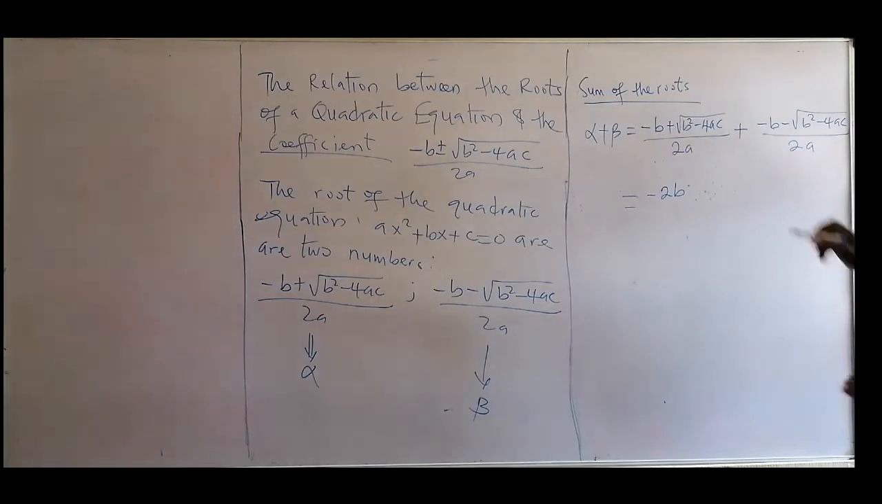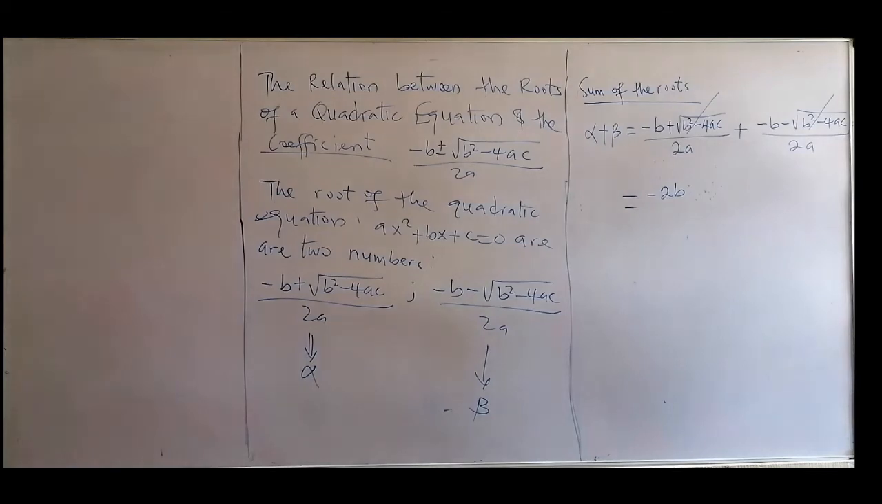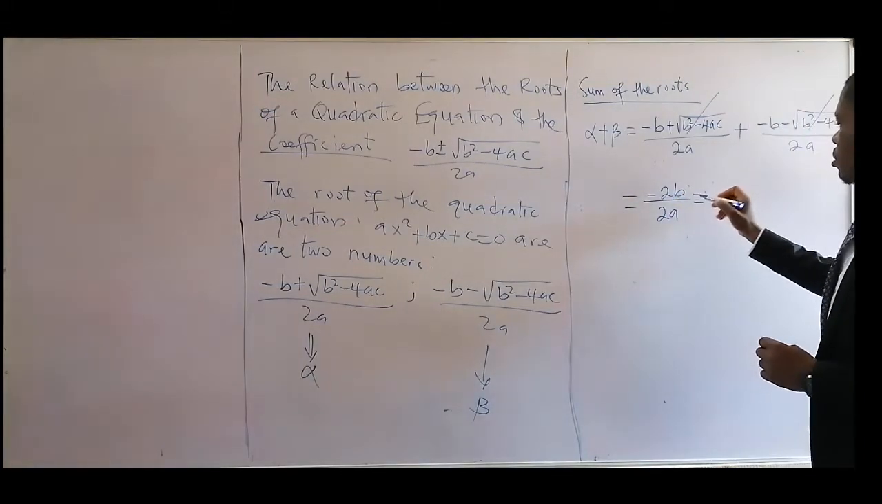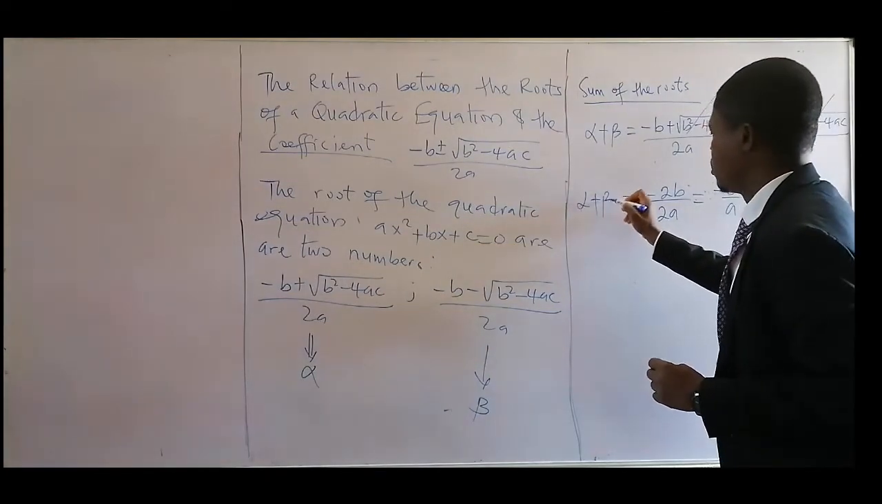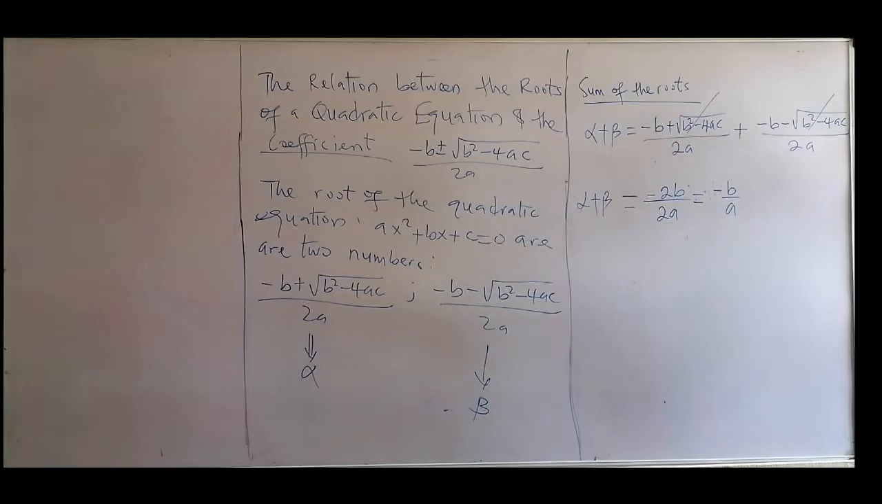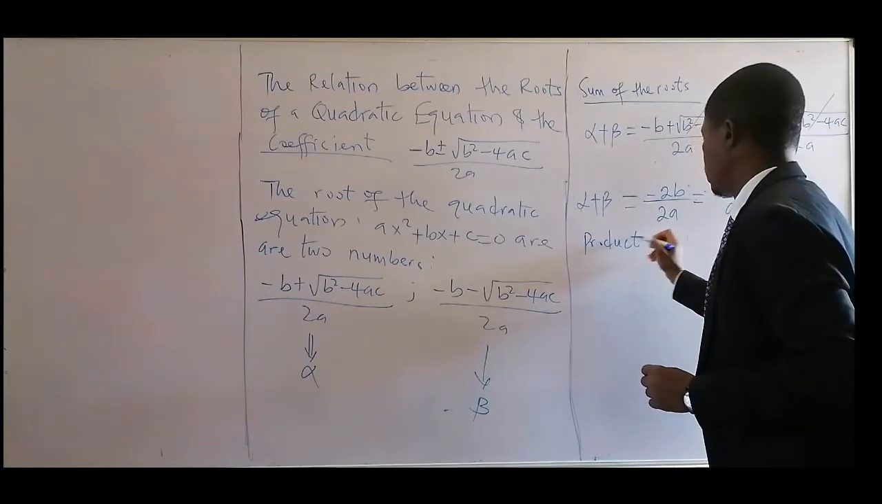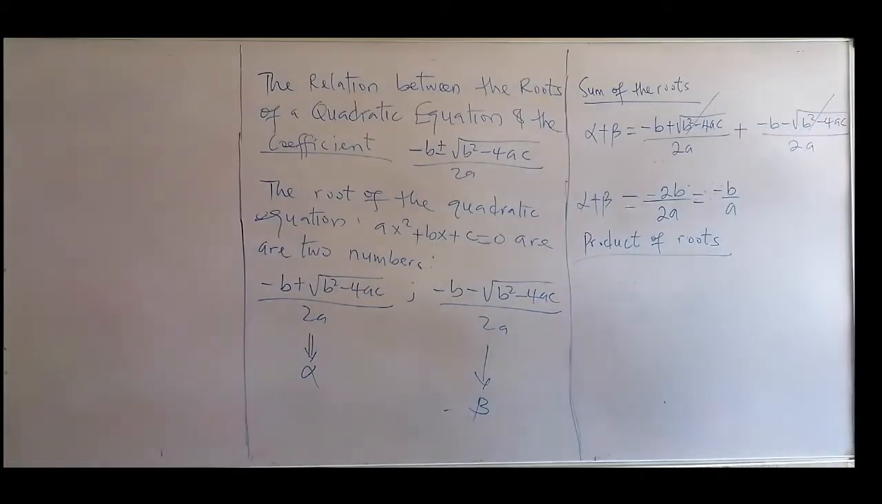The radical is positive in the first and negative in the second, so it cancels out, all over 2a. And that is equal to minus b over a. That's the sum of the roots. Okay, so let's take the product of the roots.